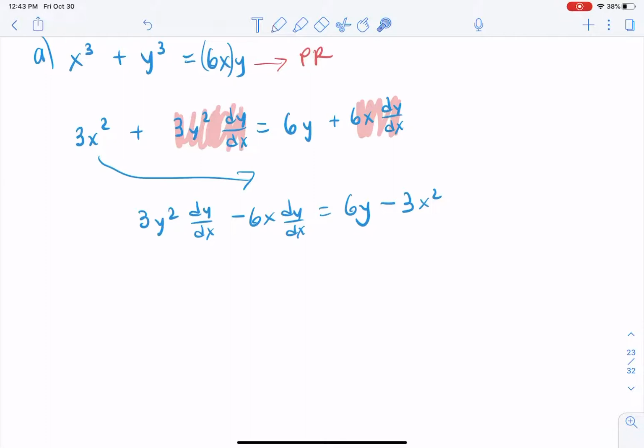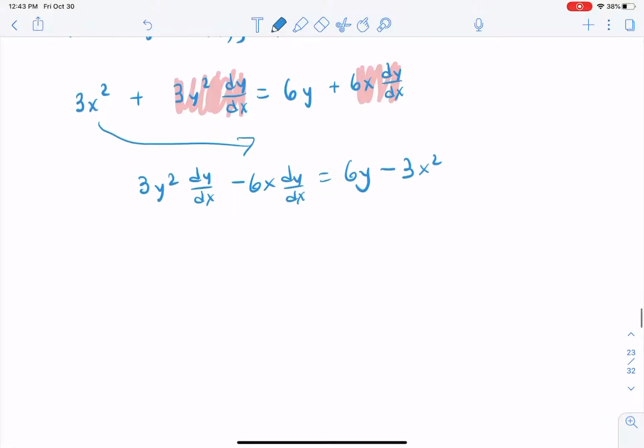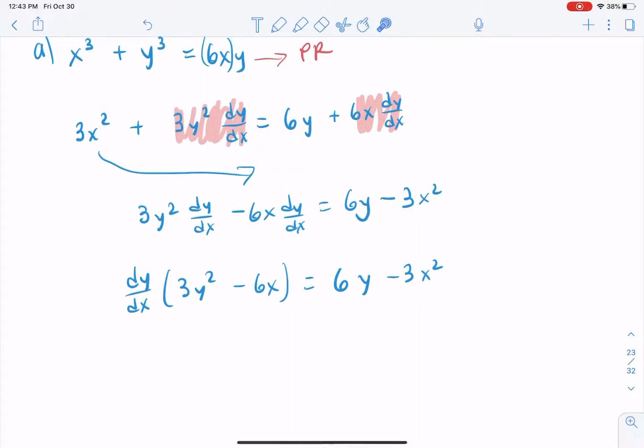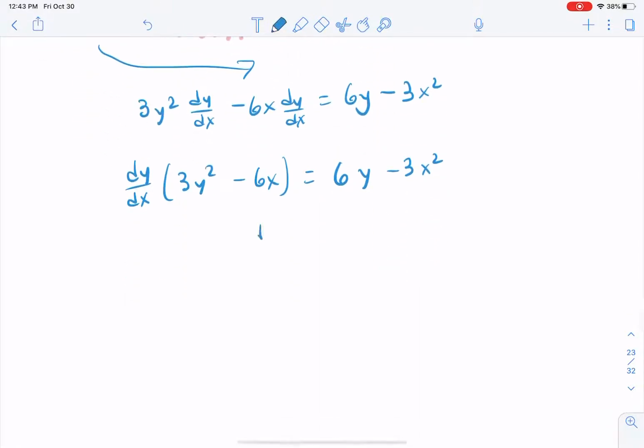Okay, and then we have that common factor of dy dx that I'm going to factor out. And notice that it does have more than that. It has a common factor of 3 that I could pull out. I'm going to deal with that shortly. But right now I'm just going to factor out a dy dx. And I'd have 3y squared minus 6x is equal to 6y minus 3x squared. I guess I could have dealt with that 3 way back up here. That would have been a smart thing to do. Anyway, now let's divide. dy dx is equal to 6y minus 3x squared over 3y squared minus 6x.